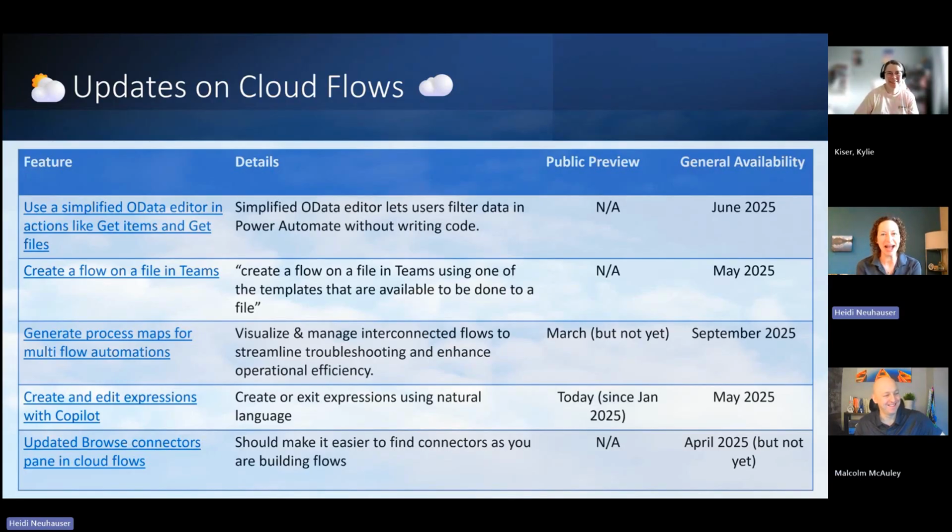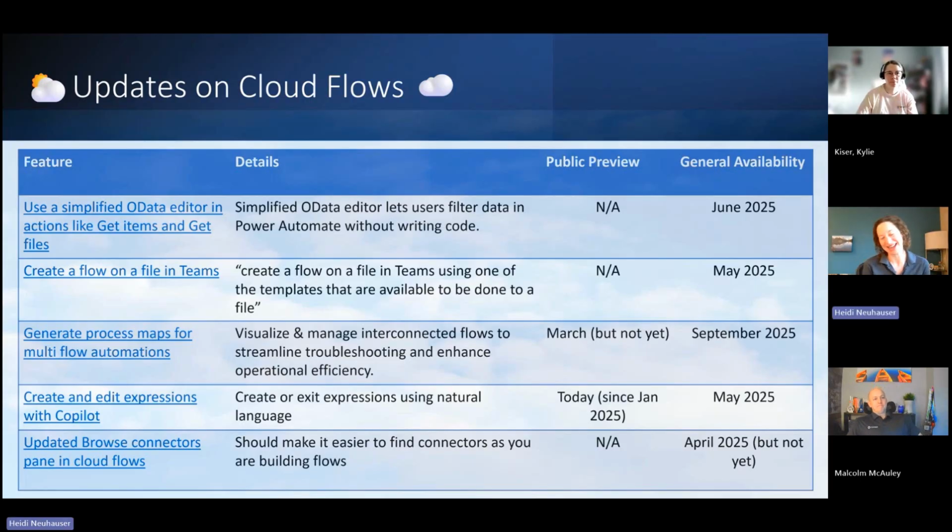So the first one that we have is a really simple update. It says, use a simplified OData editor in actions like get items and get files. Basically, all that's saying is we're continuing the trend of using natural language over code when you want. So this is going to give us a little bit more capability to do those OData filters without writing code. This one goes straight to general availability in June.